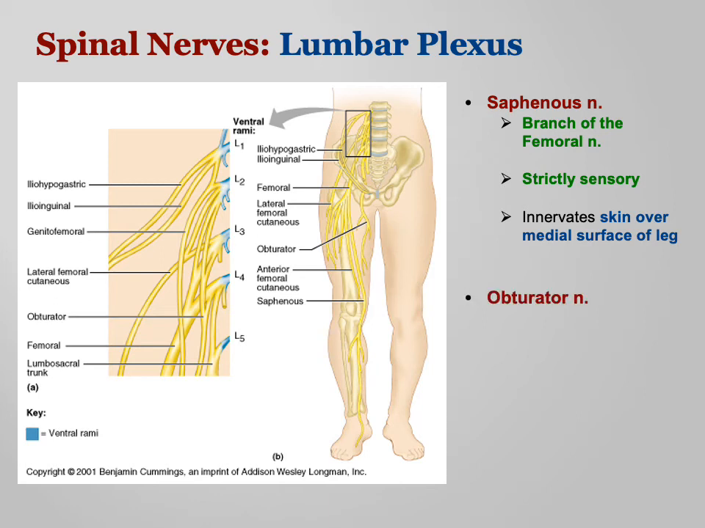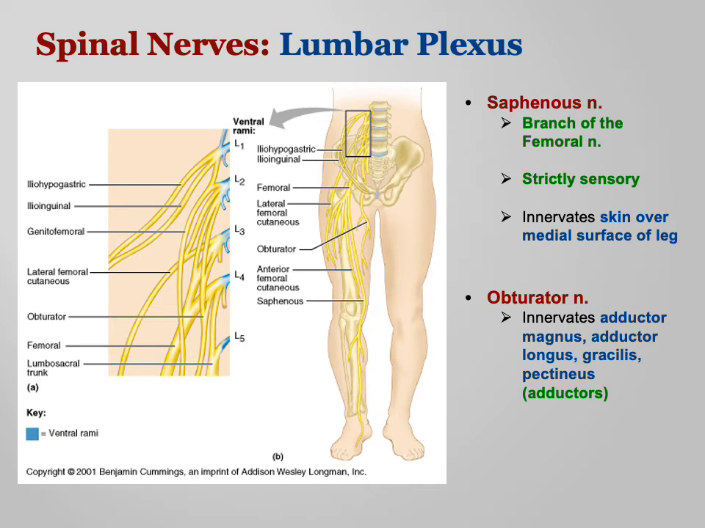Then the obturator nerve, that's going to be easy. How do you spot the obturator nerve? It goes right through the obturator foramen. How easy can it get? It innervates, we remember what muscles are there, what muscles are on the medial aspect of the thigh. You've got adductor magnus, adductor longus, gracilis, and pectineus. You've got the adductors. So it's so easy.